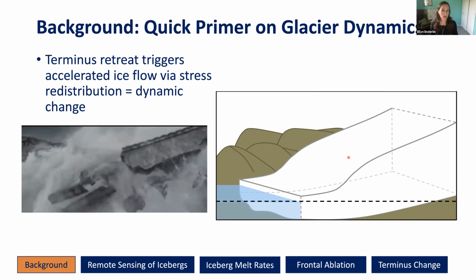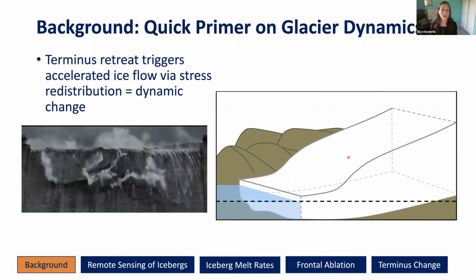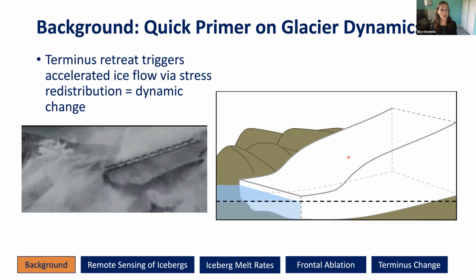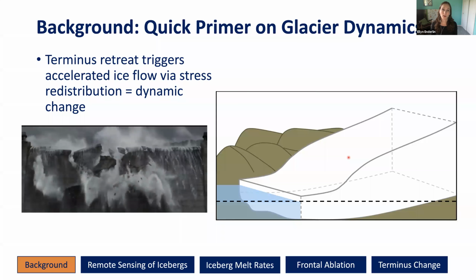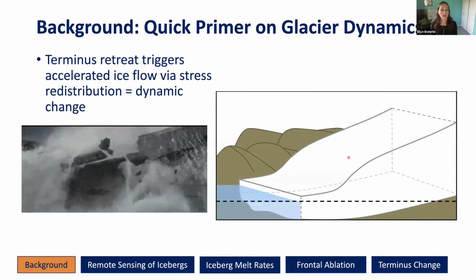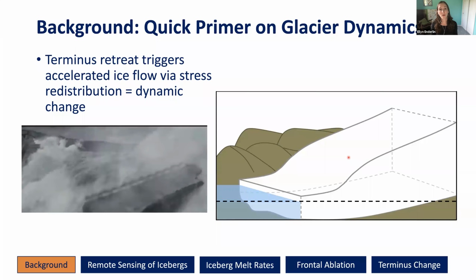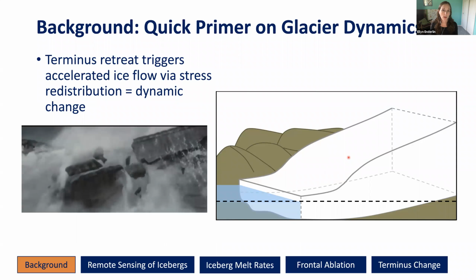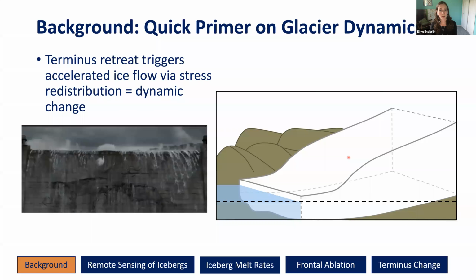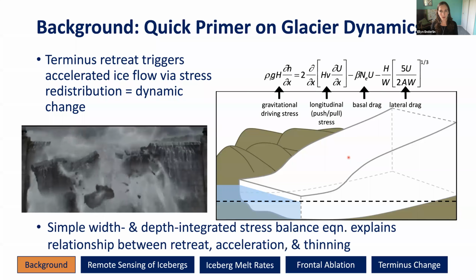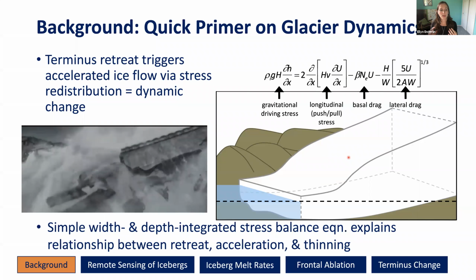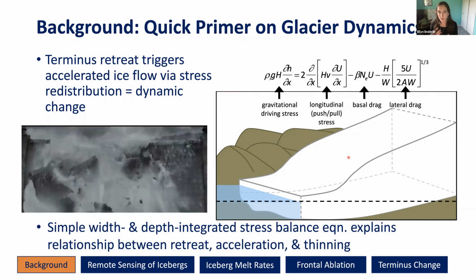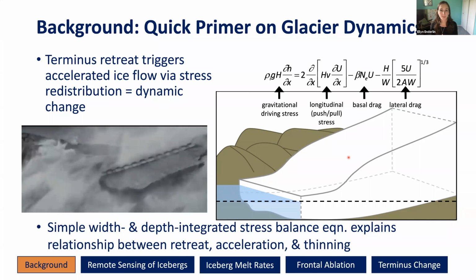Essentially the ice that you have at the terminus is acting like a dam. It is providing resistance to flow caused by gravity from higher elevations towards the lower elevations. And so just like you see in this GIF of this dam breaking, if we remove the dam of ice at the terminus, then the glacier flow should accelerate. And if I throw up this really simple width and depth integrated stress balance equation, this should help you see why that is happening.